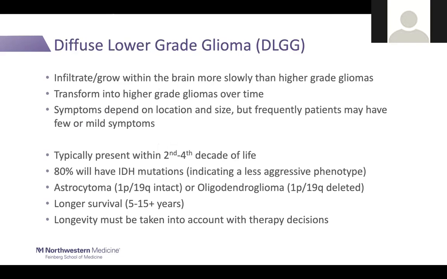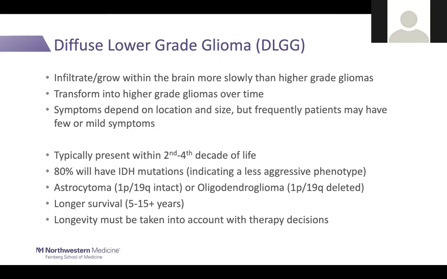Now we'll talk a little bit about our lower grade brain tumors. These are the tumors that tend to be managed similarly, but these have a different biology to them. These also are infiltrative. They grow into the brain more slowly. These tumors do have a risk of becoming more aggressive down the line.